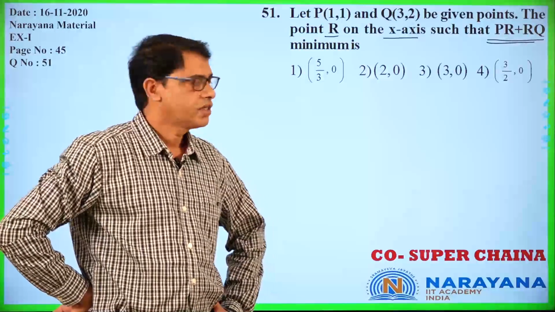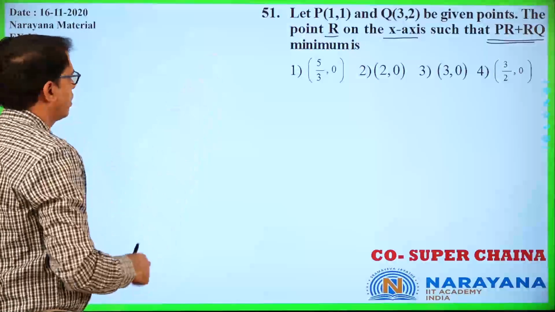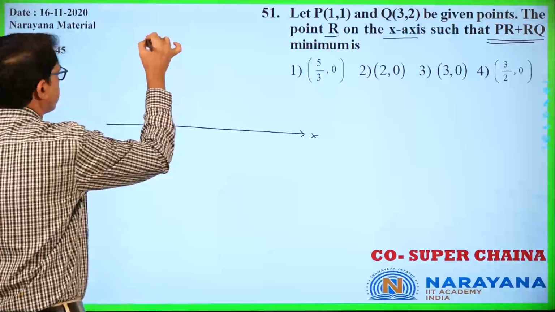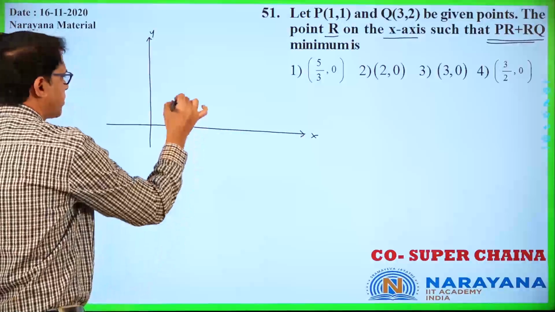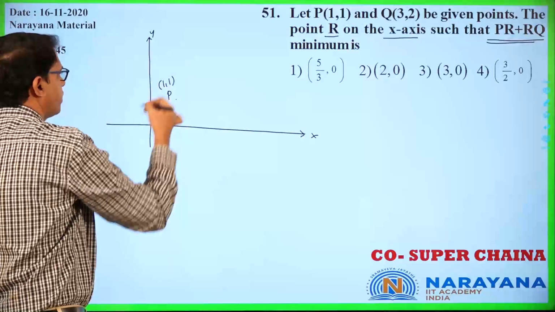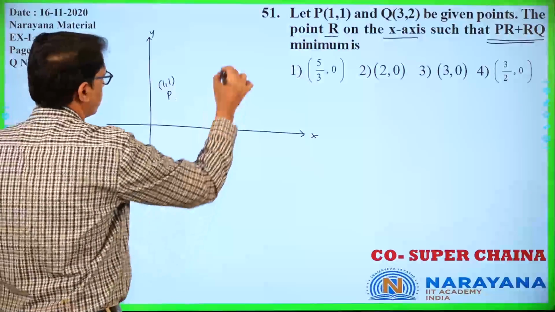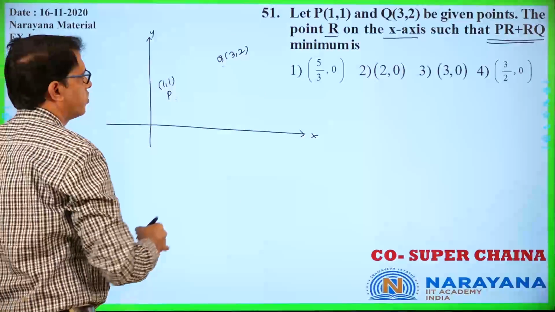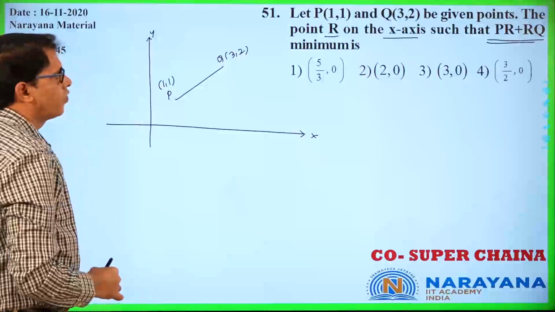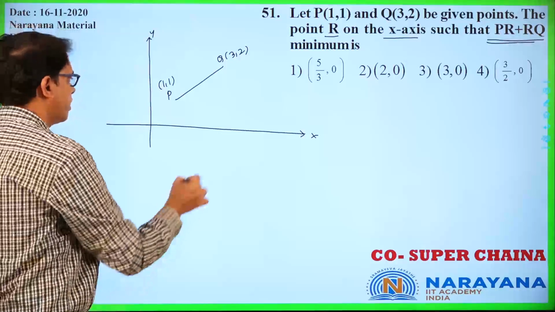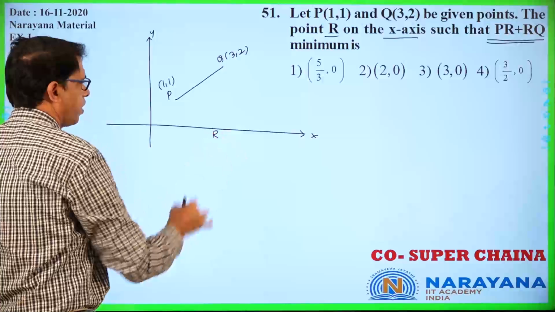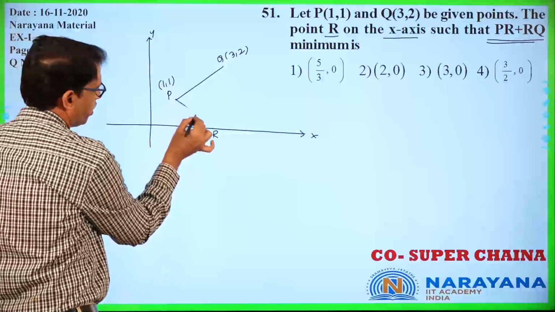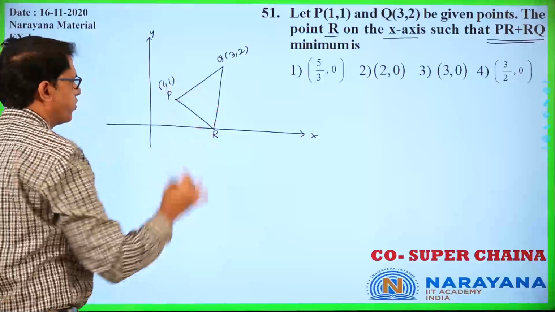If the question is like this, first locate the points. On the x-axis, P(1, 1) somewhere here, then Q(3, 2) somewhere here. Okay? So this is PQ. Now we have to find the point on the x-axis, say R somewhere here, such that PR plus RQ is minimum.